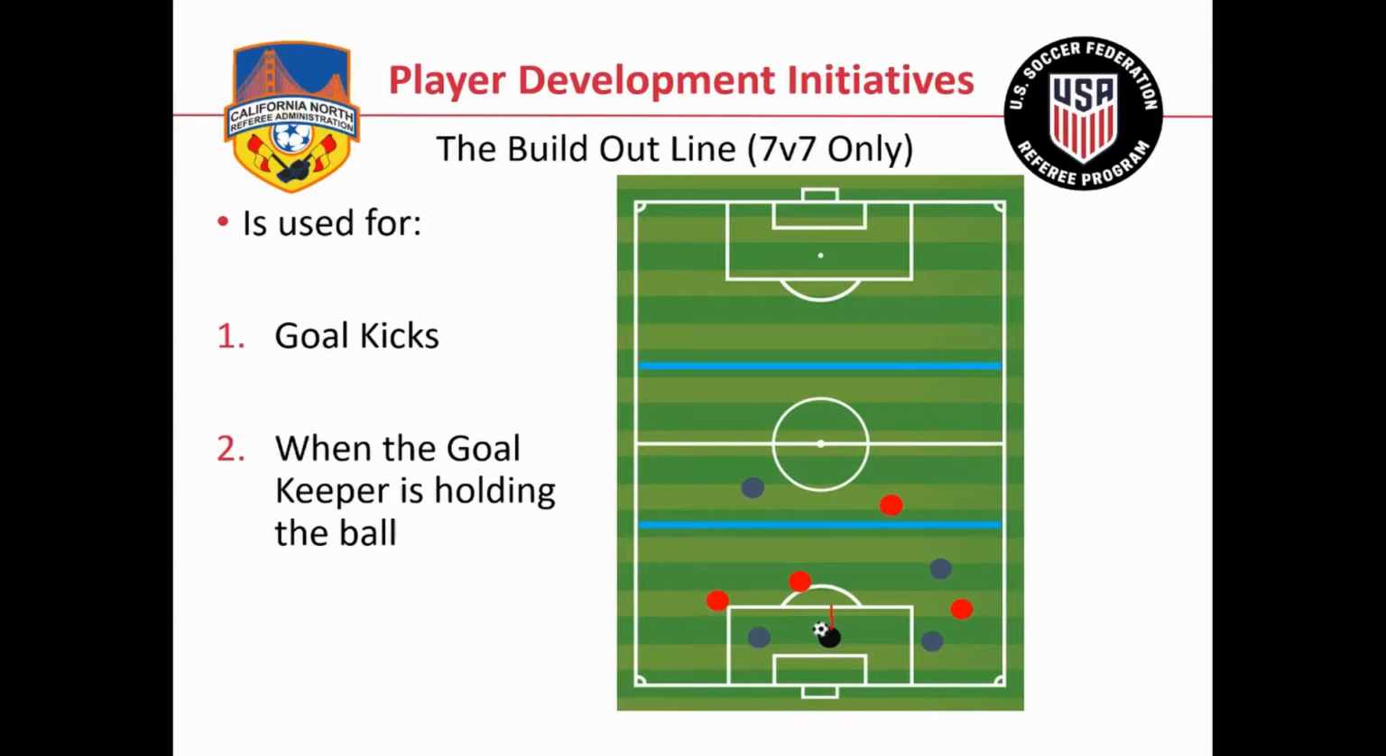What is the distance from the center of the line to the build-out line? The distance is actually equal from the halfway line to the build-out line. I will draw with my pen again. The distance from this line to the build-out line is the same distance from this line to this line over here. That should be equal distance. That's how we mark it on the field.